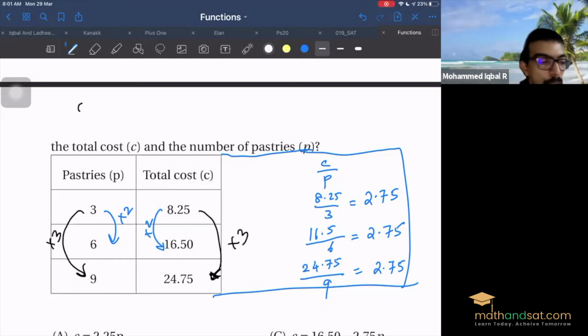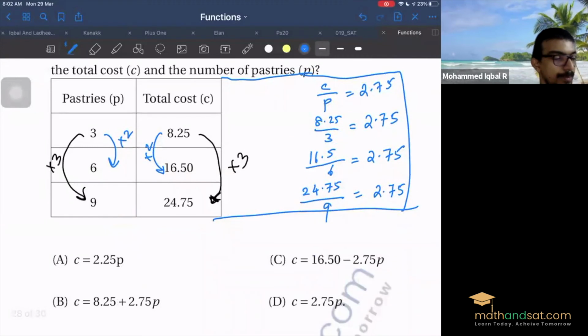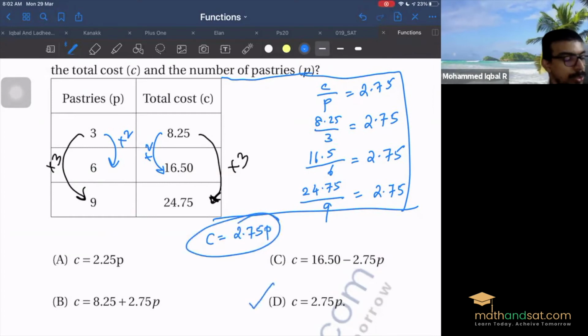Yes. So we took the C over P ratio and it came out to be 2.75 always. So how are they related? C over P is 2.75, so your C value is 2.75 times P. That is our answer.